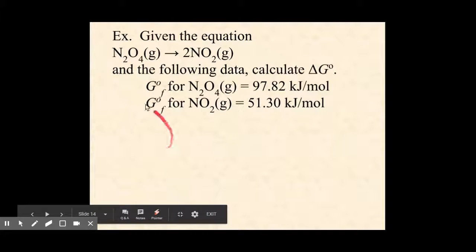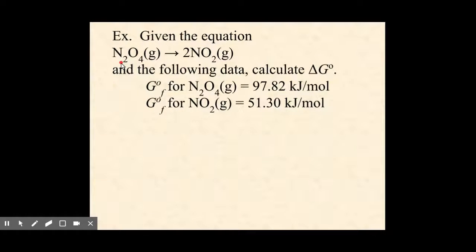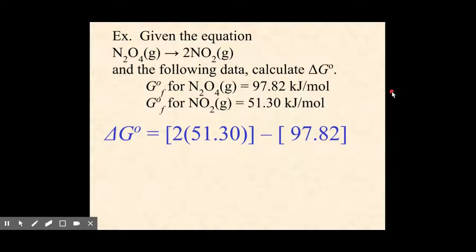So if we have this given reaction here, dinitrogen tetroxide yields 2 NO2 molecules, both in the gas state, and the following data of our standard Gibbs energies of each one of these, we will apply the same equation, where we take our coefficient and multiply it by the products. The products are right here, and then subtract the reactants to get our final answer.